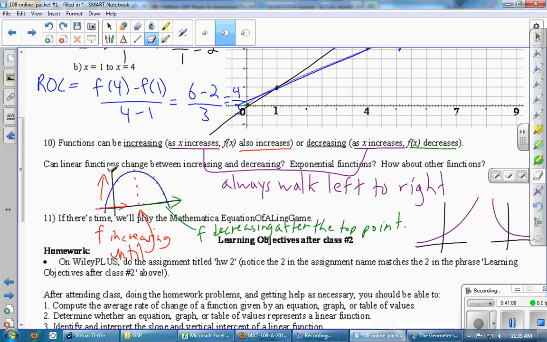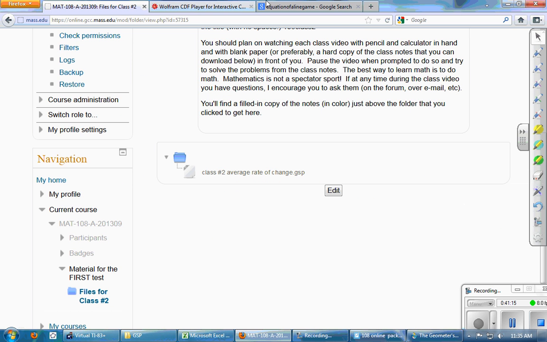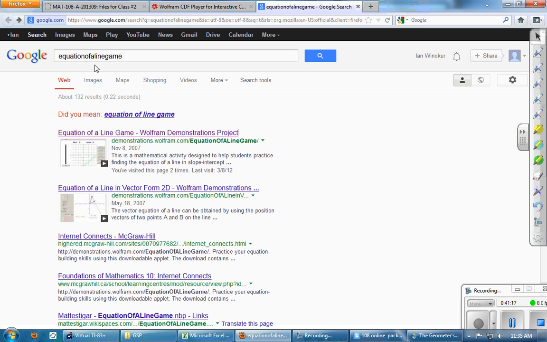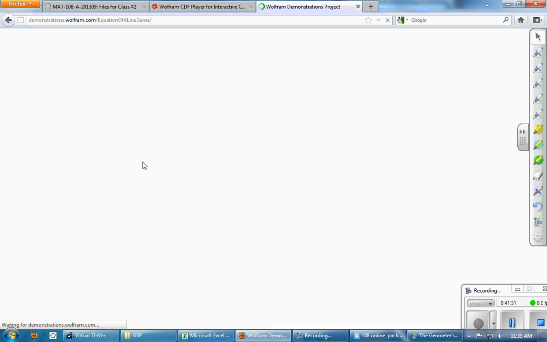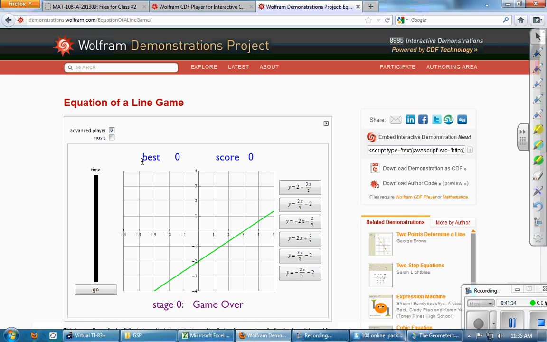Okay, number 11 says, if there's time, we'll play the Mathematica equation of a line game. So I just want to show you where this thing is. So if you go to Google and type in that phrase, equation of a line game with no spaces, the very first hit you'll find is this thing at demonstrations.wolfram.com. Wolfram is the same Wolfram that we talked about before with Wolfram Alpha. So let's click on this thing, and if you're interested in it, I can tell you how to download this free software.